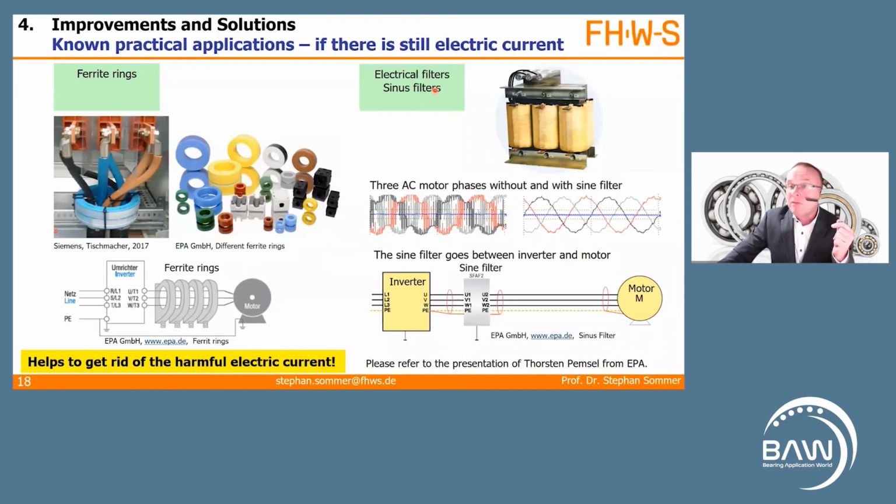Or the electrical filters, sine filters. Like I said, the sine wave is not so nice and harmonic due to the pulse width modulation. But if you use a sine filter, which also goes between the inverter and the motor, it gives us a much more harmonic sine signal. So this also helps to get rid of the harmful electric currents.